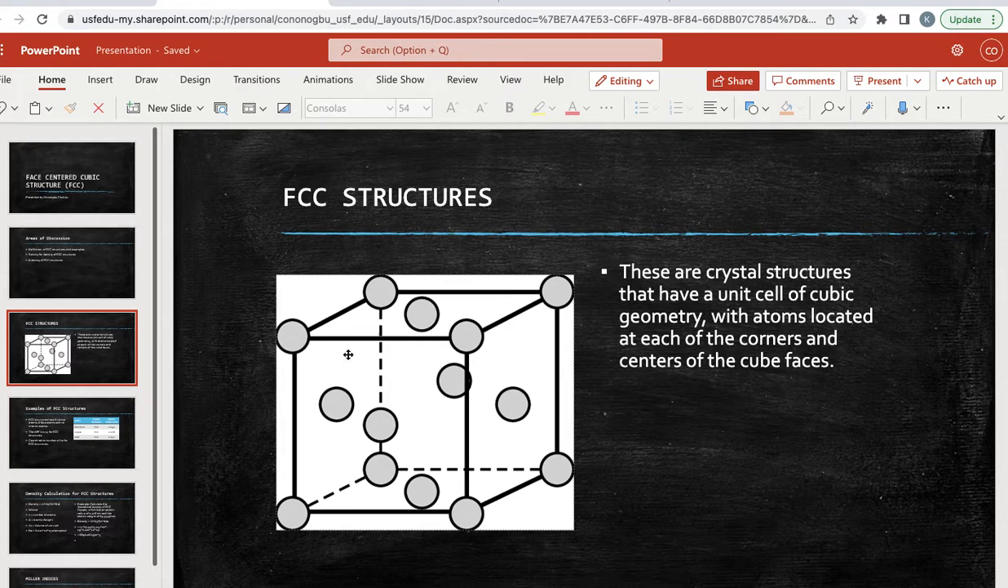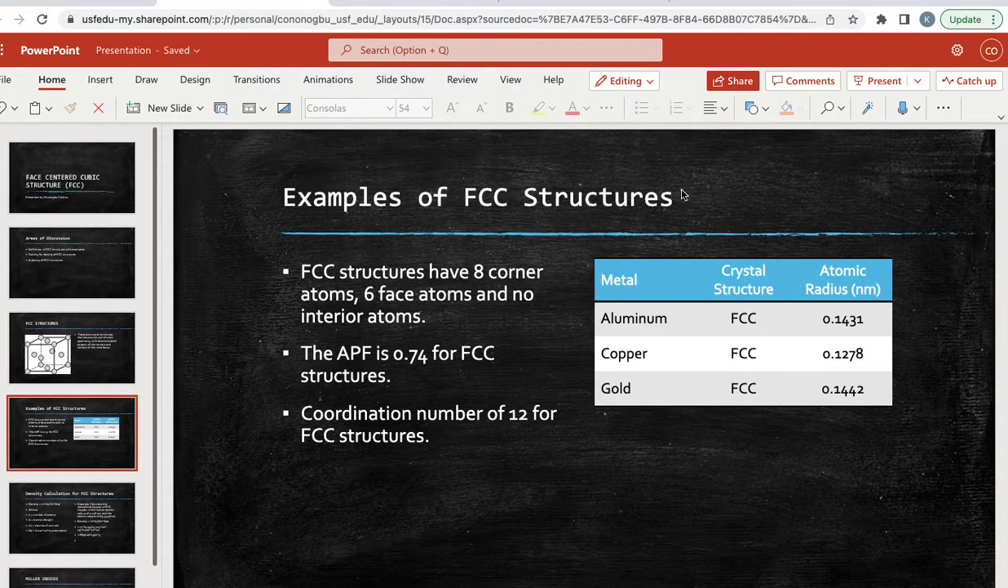When you're looking at this single pattern, the FCC pattern, you can see that there are six faces: one, two, three, four, five, and six. You can see the corner atoms, these small circles: one, two, three, four, five, six, seven, eight, nine, 10, 11, 12. And you can see how simple the structure is. This structure is going to be repeated millions or billions of times to form bigger structures. So next slide.